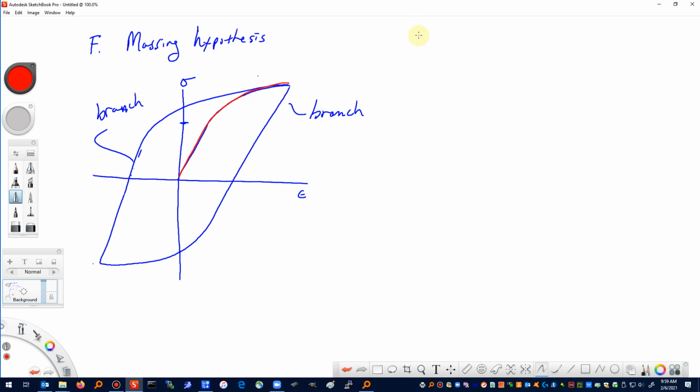So we have the monotonic stress strain curve. It looks like this. And we have the hysteresis branch that looks like this. From here to here is sigma yield, and from here to here is 2 sigma yield. And from this point to this point, we can figure out what that would be, and we can figure out what it would be from here to here.